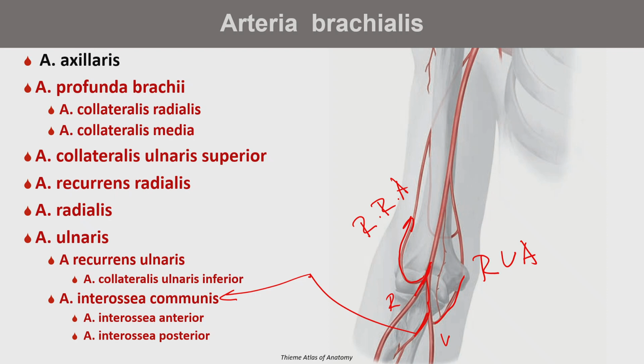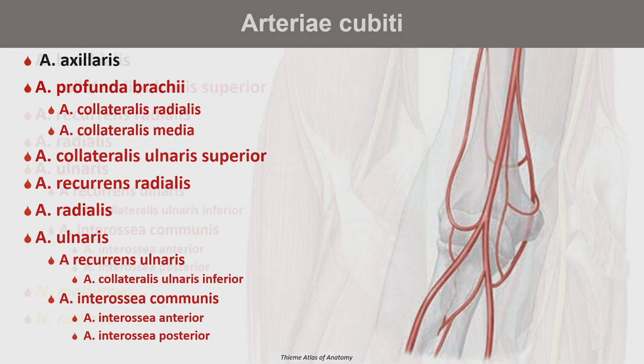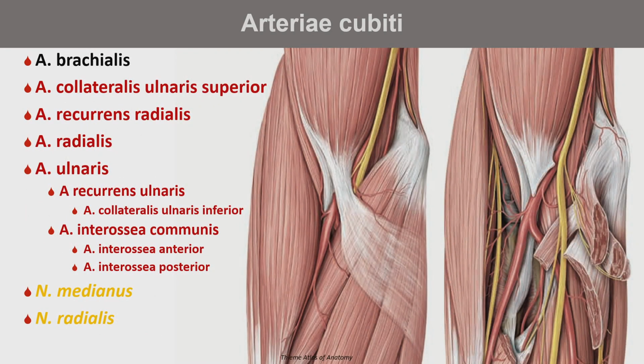So the anterior interosseous artery goes to the anterior deep group of muscles of the forearm, and the one which is called posterior supplies the posterior soft tissues of the forearm. So those are the arteries of the cubital region. Again, here the relations with the other structures are important.